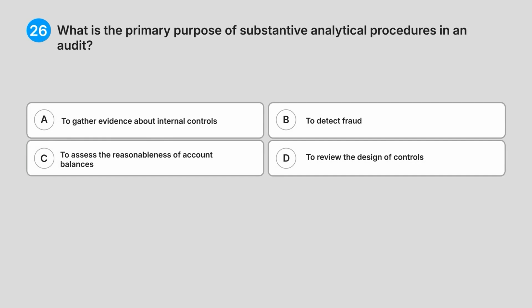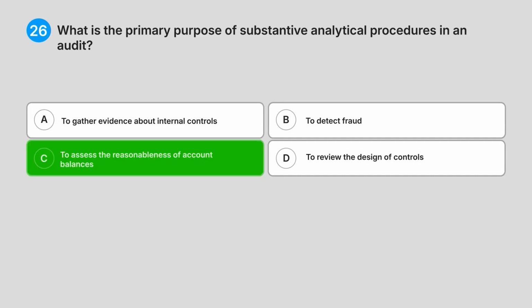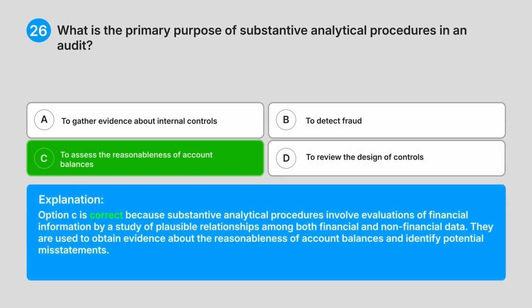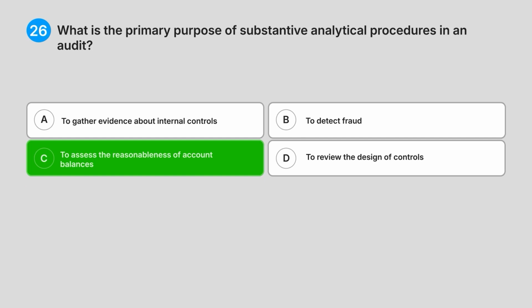Correct answer: C. To assess the reasonableness of account balances. Explanation: Option C is correct because substantive analytical procedures involve evaluations of financial information by a study of plausible relationships among both financial and non-financial data. They are used to obtain evidence about the reasonableness of account balances and identify potential misstatements.